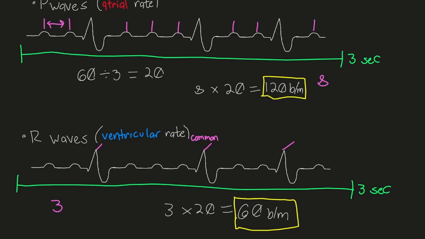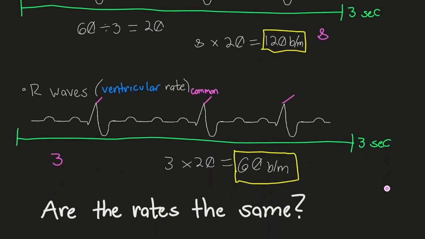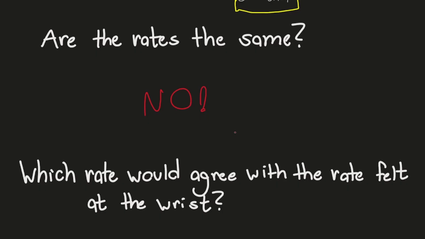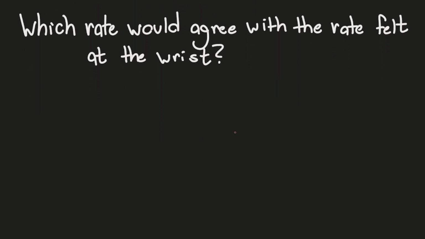Now one thing to mention here, we can see we have a big difference between our atrial and our ventricular rate. But why are they different? Well, first, are they the same? That's a big no. It's between 60 beats per minute for our ventricular and 120 beats per minute for our atrial. Very big difference. So now the question comes up, since we have two different rates, which one do we usually measure? And that is our ventricular rate.